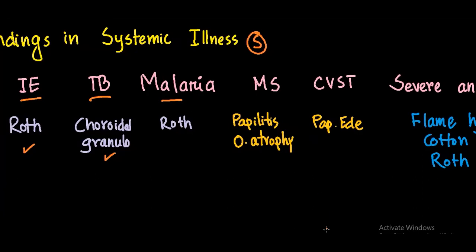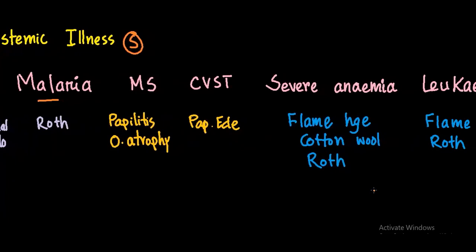Next, CNS disease. In multiple sclerosis, you get blurring of the optic disc margin. That's called papillitis. And usually this papillitis leads to color blindness. And then if someone has a long-standing multiple sclerosis, this can lead to optic atrophy.